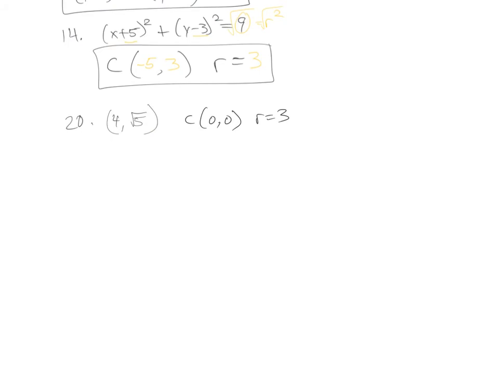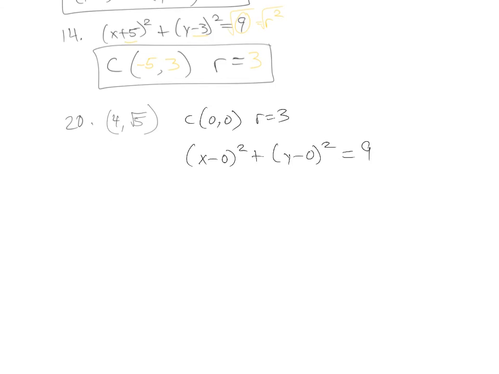Okay, so I had to move the screen up and down to get this information. So number 20, it says, prove or disprove whether or not this is true: 4 square root of 5 is on the circle with the center at the origin, 0, 0, and the radius equals 3. Okay, well here's how you do this. Go ahead and write the equation of the circle to start with. So we have (x minus 0) squared plus (y minus 0) squared equals the radius squared, which is 9.